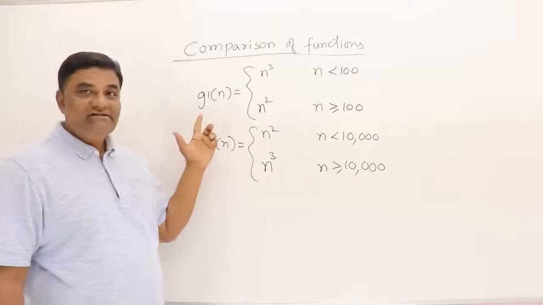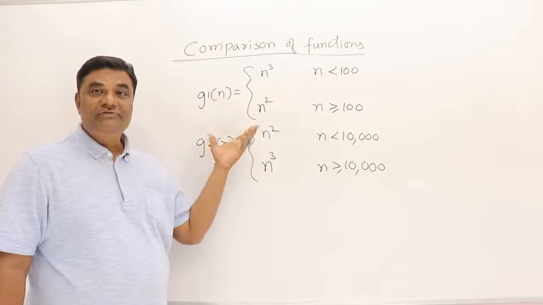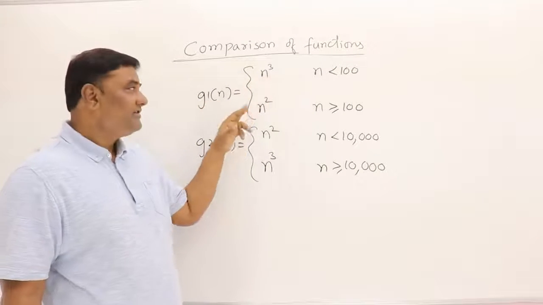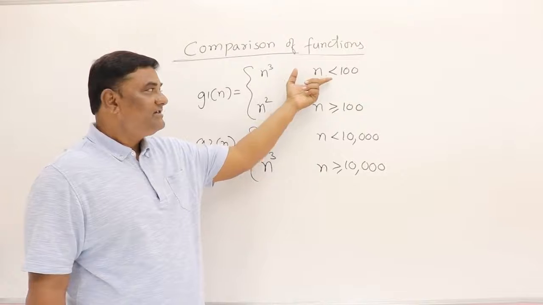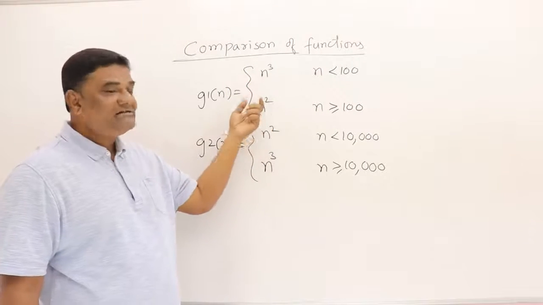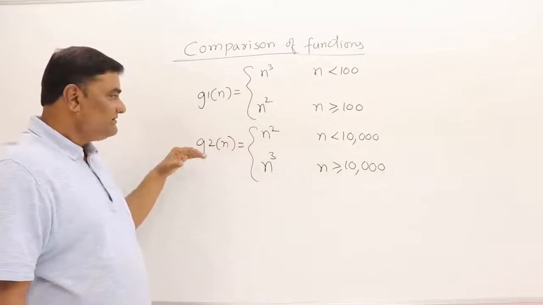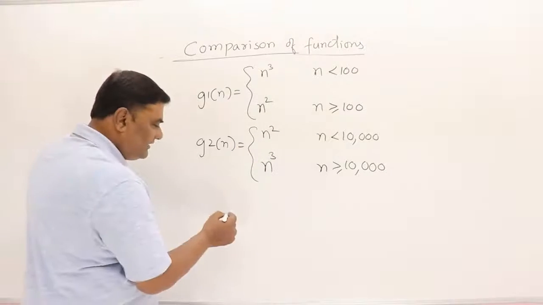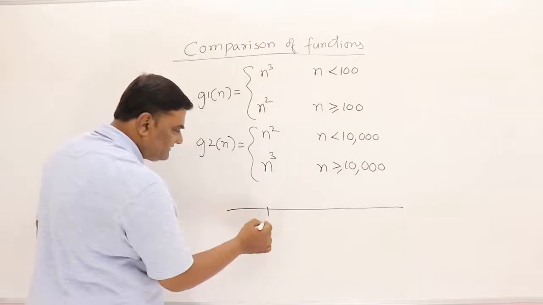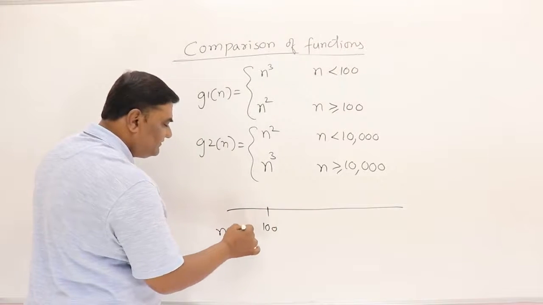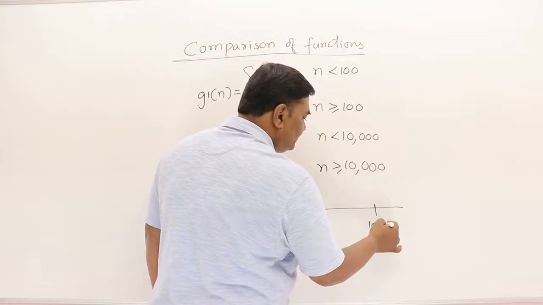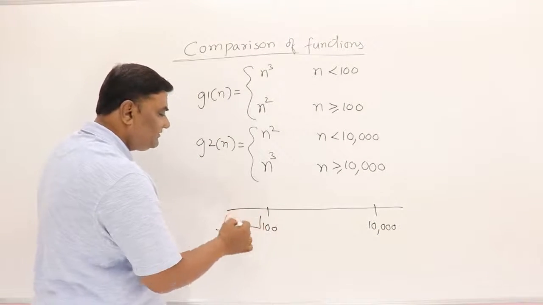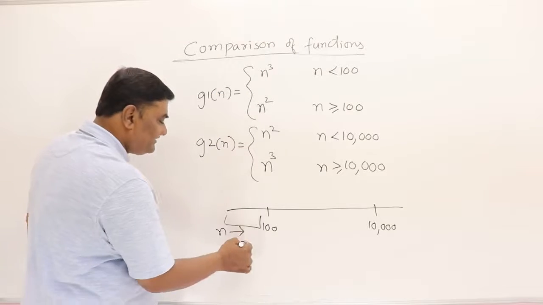This example, let us compare two functions g1 and g2, which one is greater. Now here, it is not a single expression, here it is n cube or n square. So for n value less than 100, it is n cube. After that, it is n square, so this is reducing. And this is n square up to 10,000. After that, this is n cube. If I take n values, let us say this is 100, and this is n, and this is 10,000. Now, on this side, who is greater? This side, less than 100, g1 is greater.